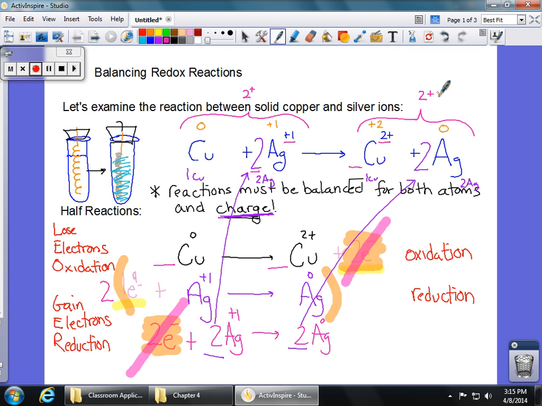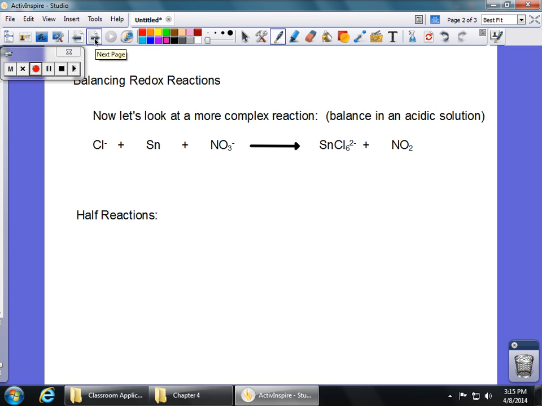But what would happen if we have something that's a little more complex, such as this one? If we looked at the reaction between chloride ions, tin metal, and nitrate, in an acidic solution, we would have the following backbone for a reaction, where we have chloride, tin, nitrate, and then we have a complex tin hexachloride ion and nitrogen dioxide.